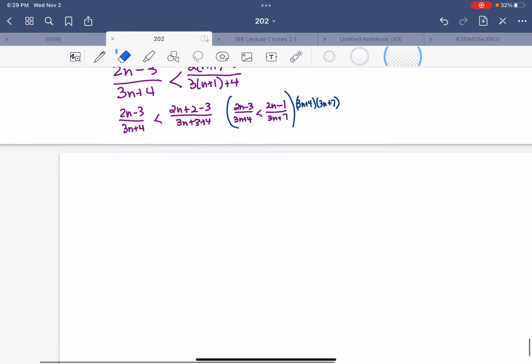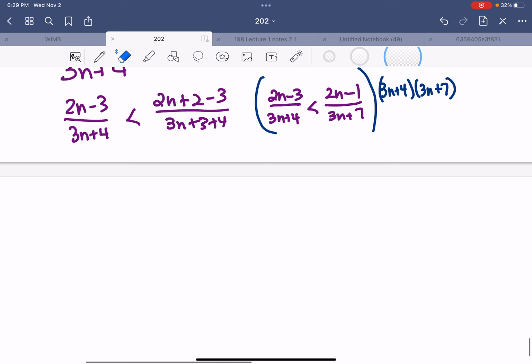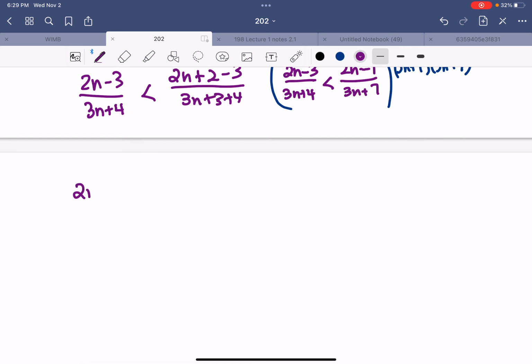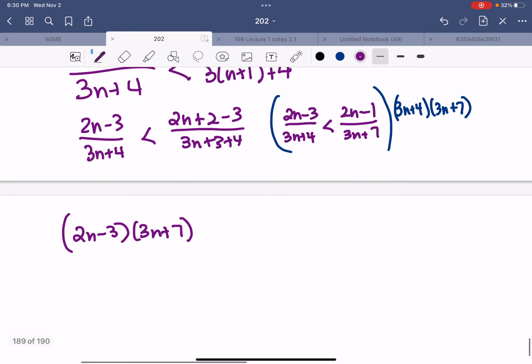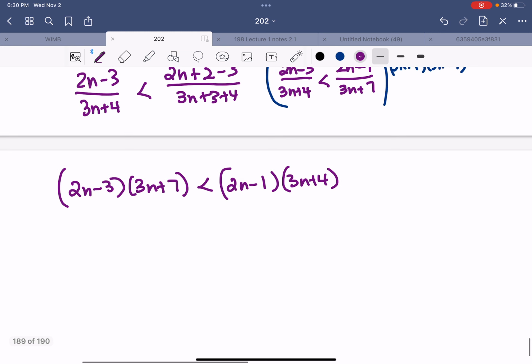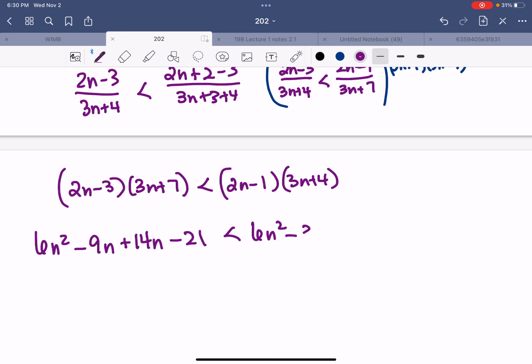Okay. So from here, the 3n plus 4's cancel, and we have 2n minus 3 times 3n plus 7. And that's supposedly less than 2n minus 1 times 3n plus 4. So if we multiply all this out, we get 6n squared minus 9n plus 14n minus 21. And we're saying that that's less than 6n squared minus 3n plus 8n minus 4.